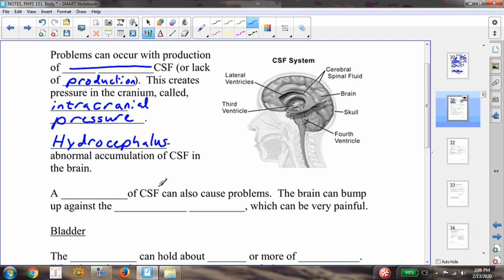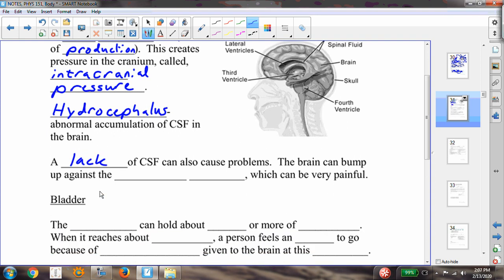And a lack of CSF can also cause problems. The brain can bump up against the cranial bones, which, as you can imagine, can be very, very painful and can cause long-lasting damage. Your brain, I've been told, I don't know this for sure, never seen a brain, is about the consistency of Jello, and so it sort of jiggles around inside of your head. But fortunately, we have these things to protect the brain.